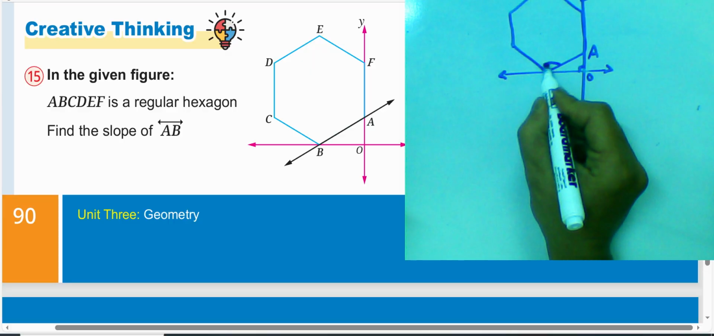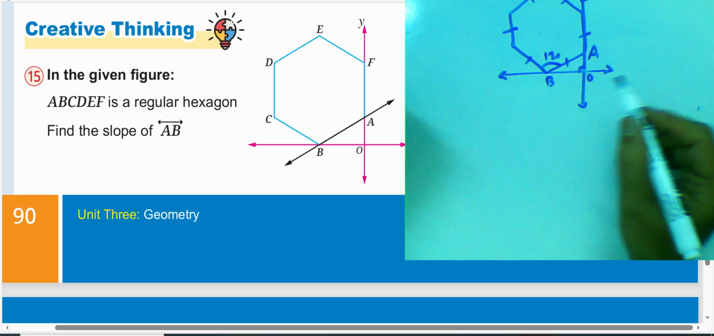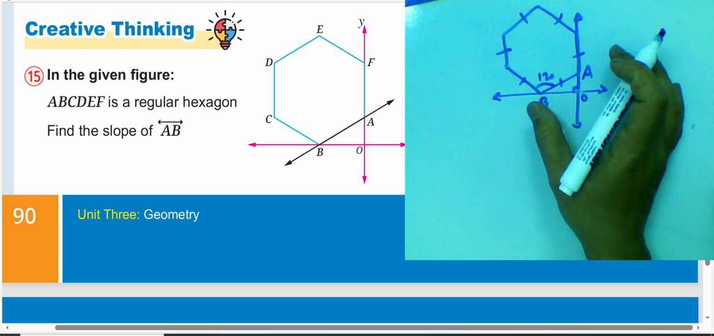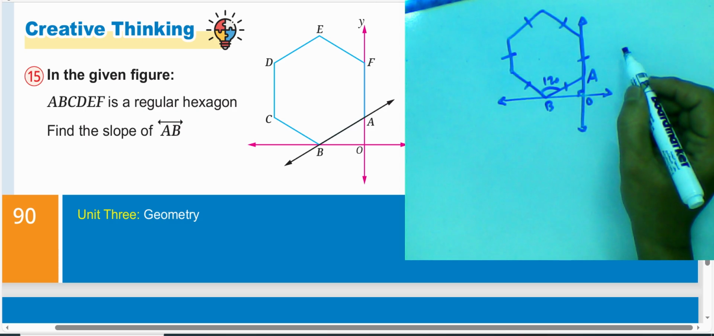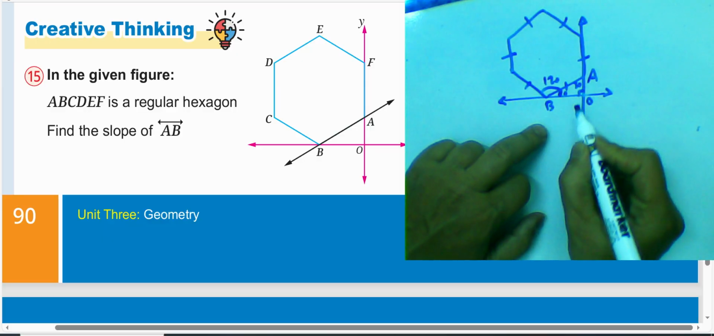We have this angle 120 because the sum of interior angles of a hexagon is 720. The sum of interior angles of a hexagon is 720. 720 divided by 6 is 120. This angle will be 60 and this angle will be 30.